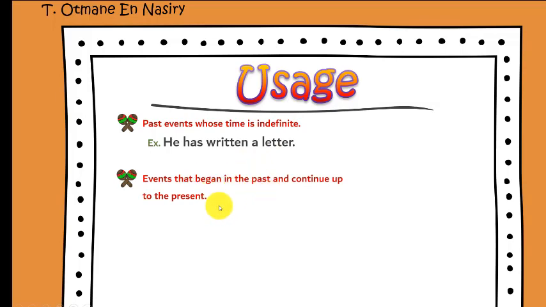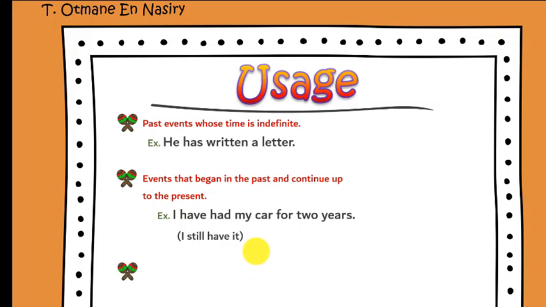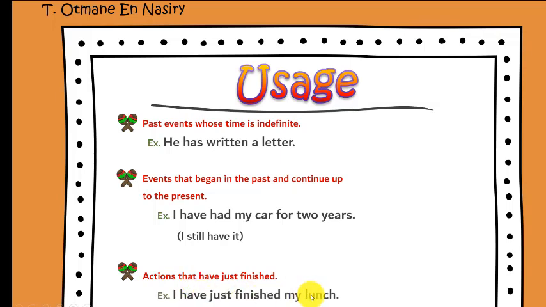Then we use it for events that began in the past and continue up to the present, things that started in the past and are still in the present. So here there is a connection between the past and the present. I have had my car for 2 years, which means I had my car 2 years ago and I still have it now. So this started in the past and it's still in the present. Then we use it for actions that have just finished. I have just finished my lunch.